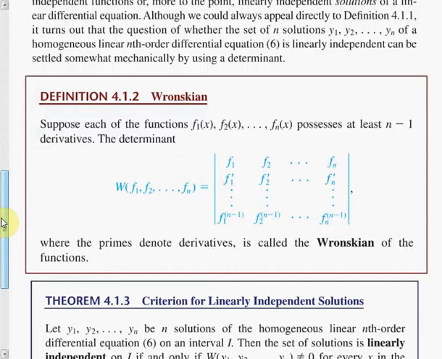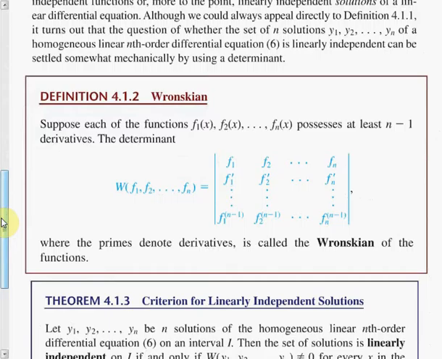Right? So if I have 4 functions, then I list the functions in that first row, the second row is the first derivative, the third row is the second derivative, and okay, you know what I'm talking about. If it's 4 functions, I only need 3 derivatives: first, second, and third derivative.